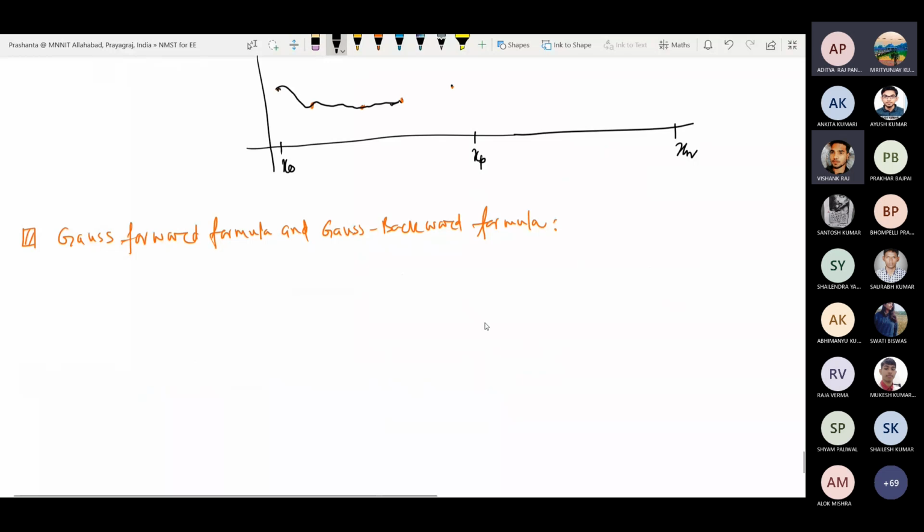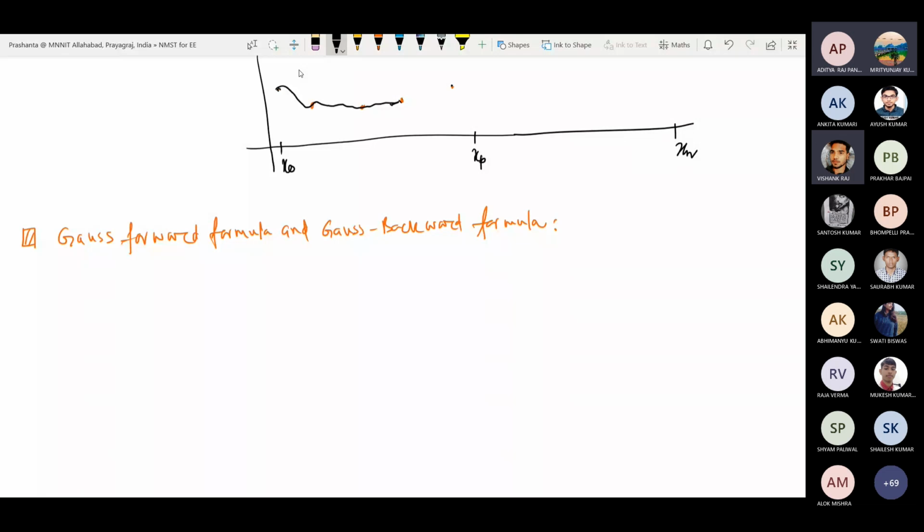So let us see how to derive the Gauss forward formula and the Gauss backward formula. I will be telling only one, the Gauss forward formula. The derivations of the Gauss backward formula, Stirling's, Bessel's and Everett's will not be discussed in the class. The idea will be the same, so try to understand the derivation of the Gauss forward formula. The derivations for Gauss backward, Stirling, Everett's and Bessel will be very similar.